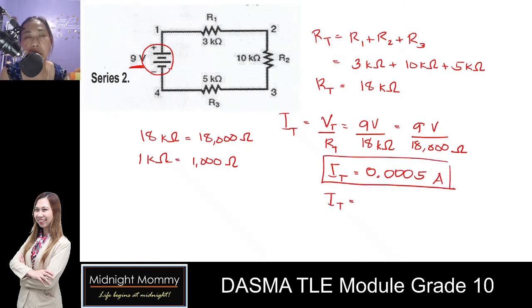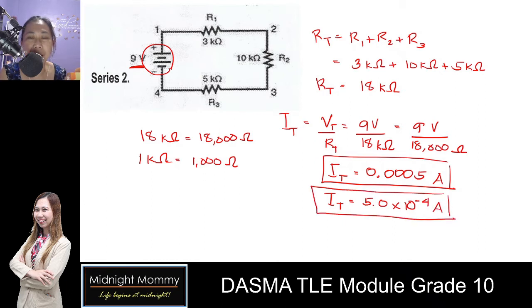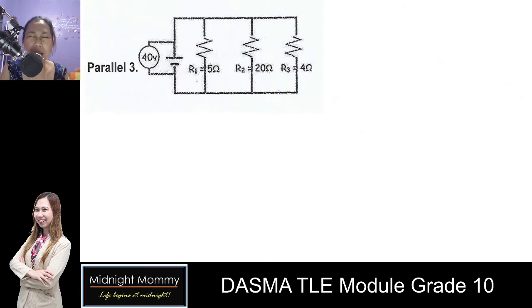Ayan. So, pwede rin isulat in scientific notation. So, pag scientific notation to, lalo na sa calculator nyo, ang sagot dito is 5.0 times 10 raised to negative 4 amperes. Ayan. Parehas po na tama yung sagot na yan. Isa naka-scientific notation, isa naka-standard. Okay, so next example naman natin, meron tayo ditong parallel connection.